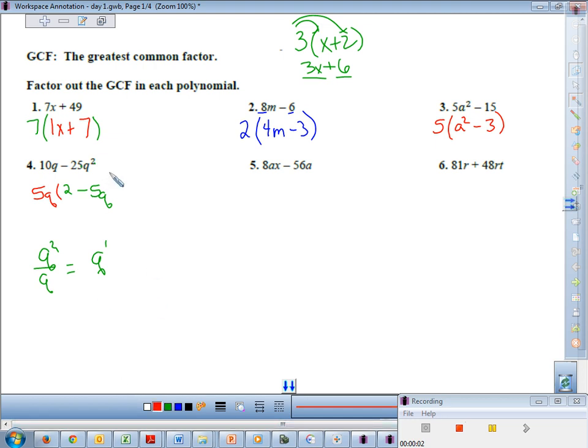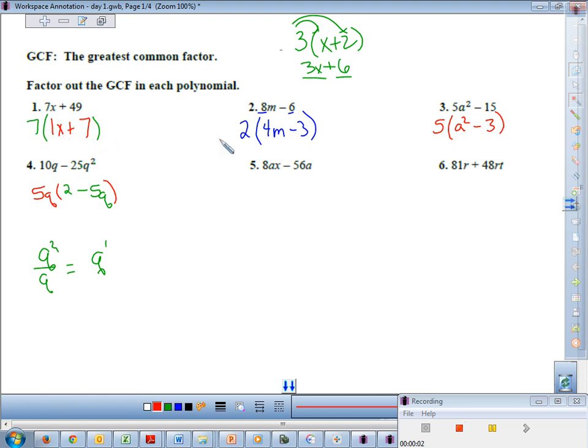And if you check, you got to look inside the parentheses to see if that is prime, meaning the GCF between them is 1. You can look at it in all of ours. Numbers-wise, between 2 and 5, the only thing that goes into them evenly is 1. This has a q in it. That does not have a q in it. You can see up here, 7 and 1. 1 is the biggest number that goes into both of them evenly.